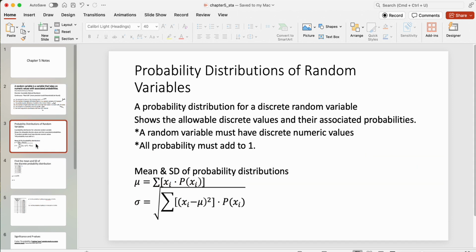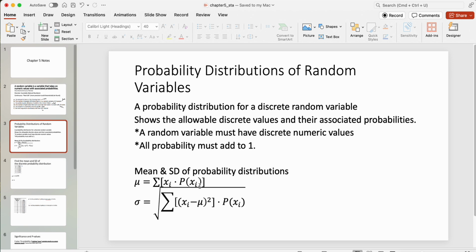All right, moving on from there, we have probability distributions of our discrete random variables. It shows the allowable values and their associated probabilities, usually in some sort of table. Remember, and this is already on the other page, but we're reiterating, a random variable should have discrete numeric values in this section, and all those probabilities should add to 1. If they don't, then you don't truly have a discrete random variable.